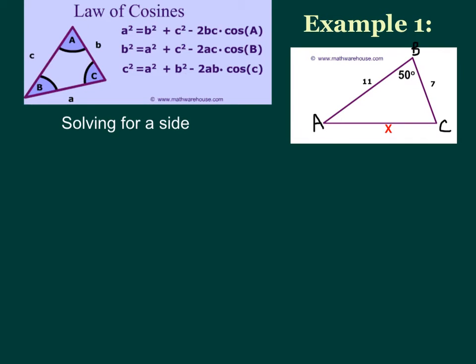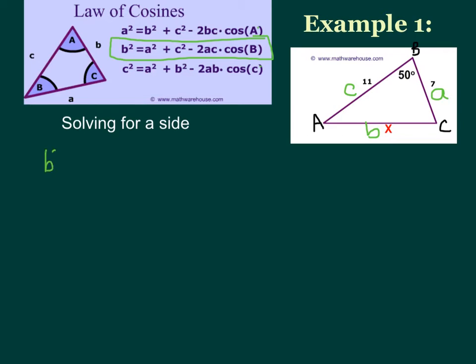Again, remember, it doesn't matter as long as I now label my sides appropriately. So 7's across from A, so that's little a. 11's across from C, so that's little c. And x is across from B, so that's little b. Now, notice that the only angle we know is angle B. So the only equation up here that's really going to help us is this middle equation, because that has the cosine of angle B. If we use any of the other equations, we're going to end up with 2 variables because we won't know the measure of angle A or angle C.